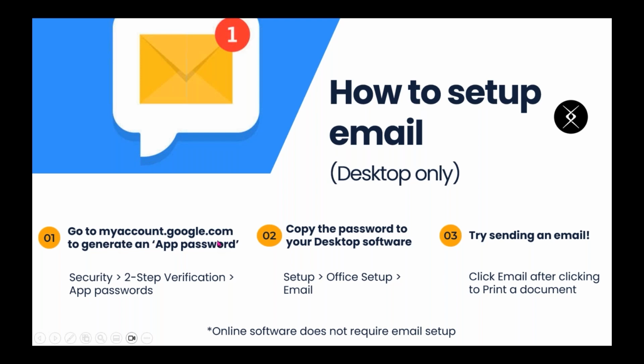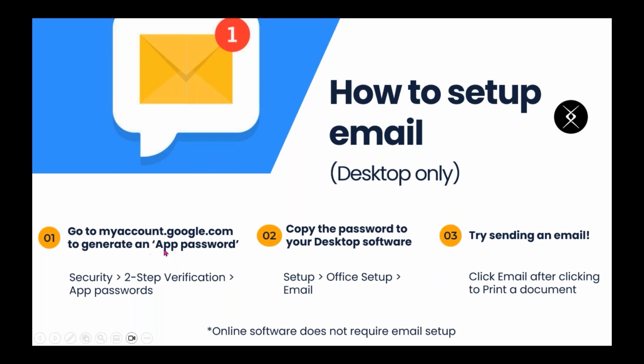And the way you establish that connection is, first of all, going to myaccount.google.com, assuming that you already have a Gmail that you want to use with CrossLink. And then we're going to go to myaccount.google.com and generate an app password. That's the piece that we need to get in order to connect your CrossLink software to your Gmail account so that your CrossLink can send emails through that Gmail.